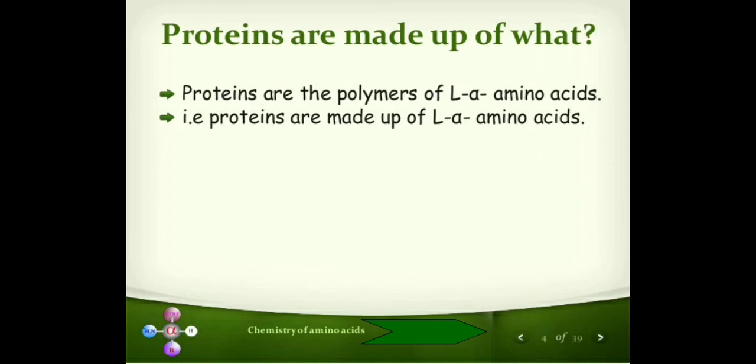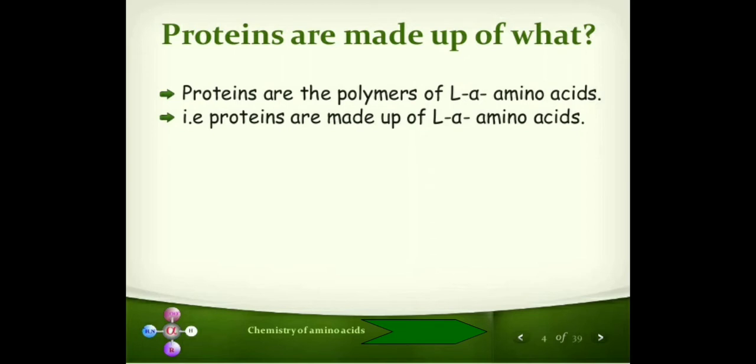So proteins are made up of what? I told you about different functions of the protein, but the question is, what are proteins actually? These are polymers of L-alpha amino acids. So there are many different amino acids. They connect with each other with the peptide linkage, and they make a protein. Depending upon the number of the amino acids, there will be different proteins.